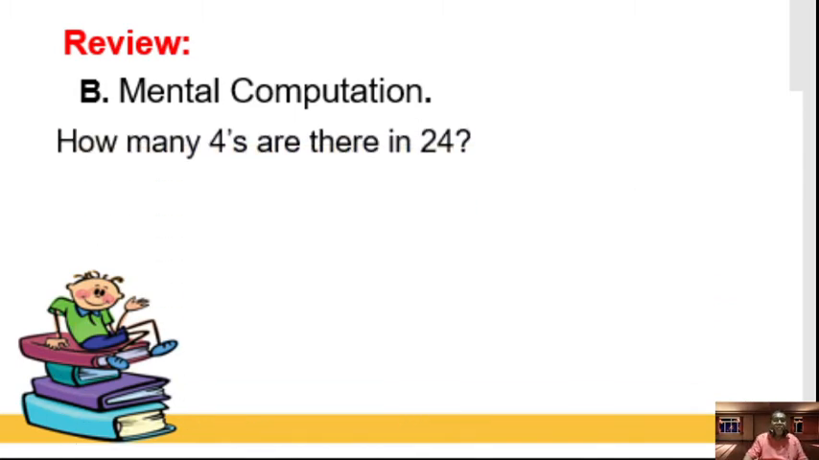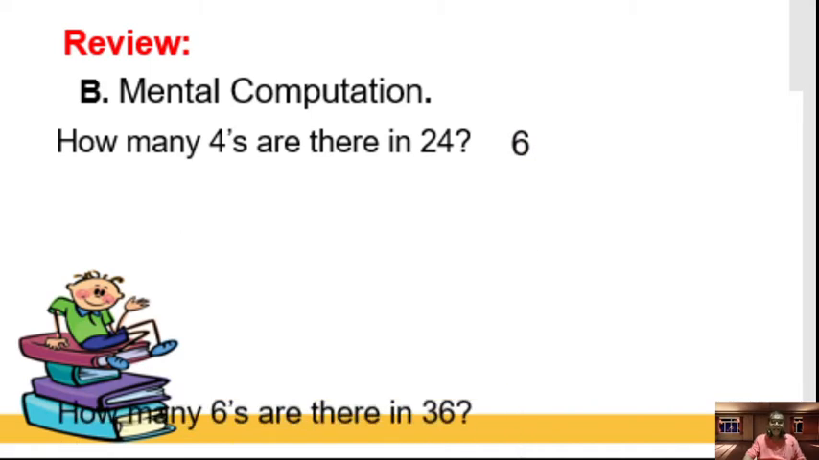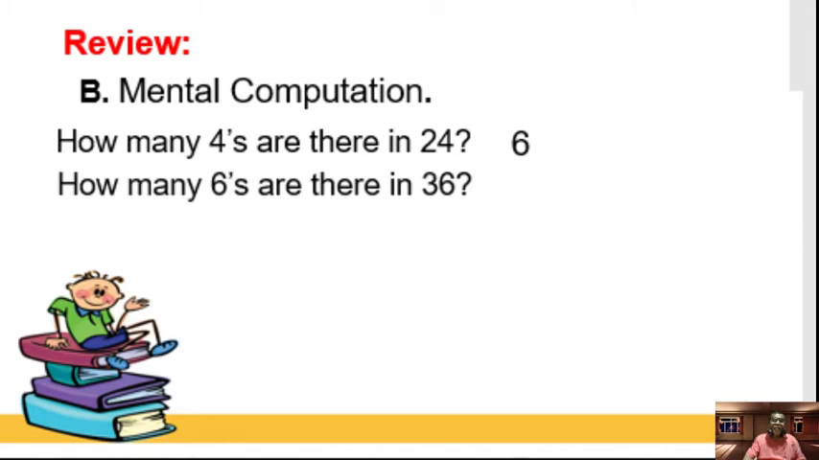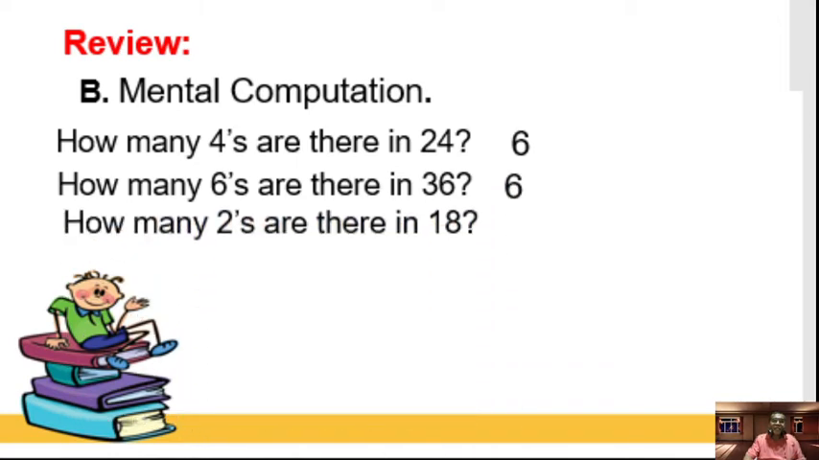Next, this is for mental computation. How many 4s are there in 24? So that is 24 divided by 4, and the result is 6. Next, how many 6s are there in 36? So 36 divided by 6 equals 6.